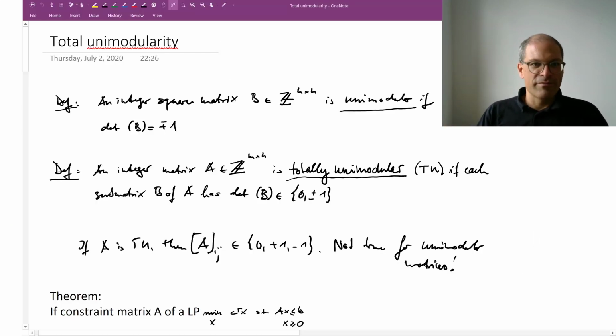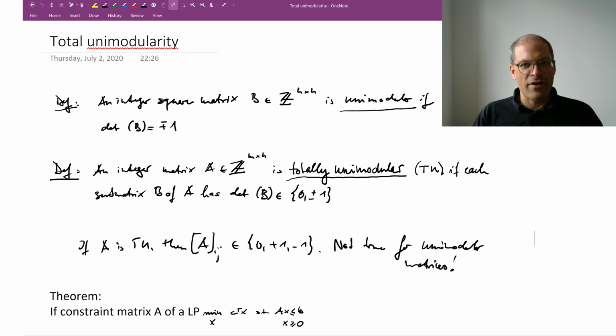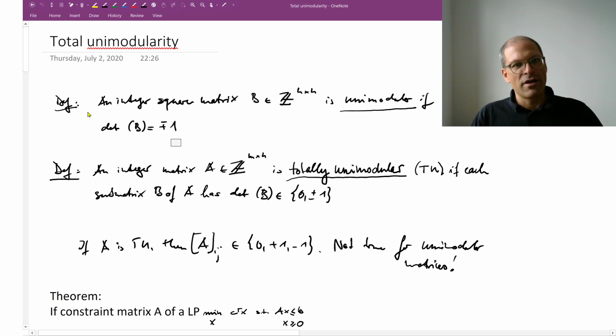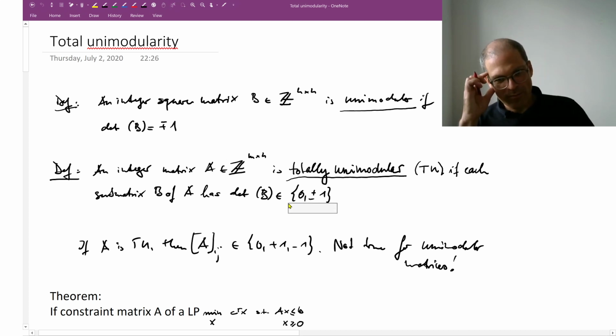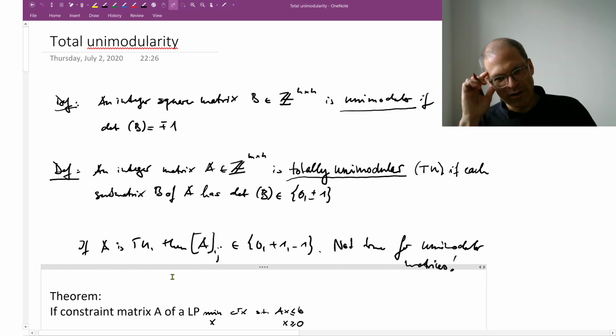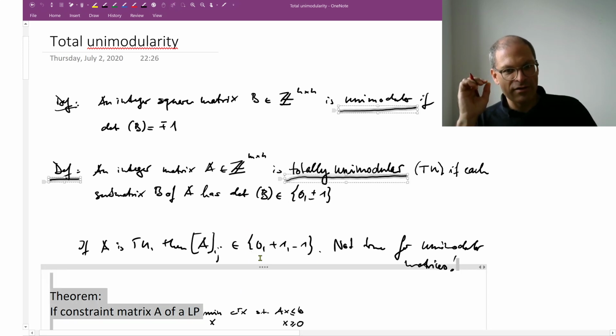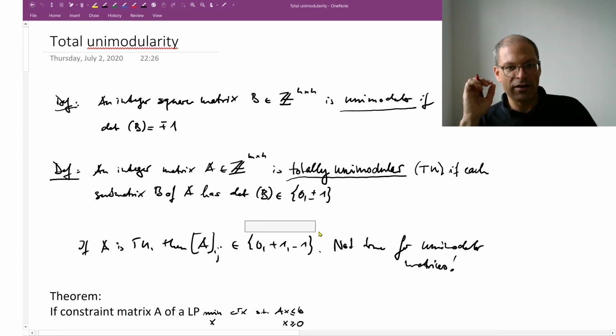So we need definitions first. An integer square matrix is called unimodular if its determinant is plus or minus 1. An integer matrix, not necessarily square, is called totally unimodular if each and every submatrix has a determinant which is either 0 or plus 1 or minus 1. And by the way, if a matrix is totally unimodular, then all its elements must necessarily be 0 or plus 1 or minus 1. But that's not necessarily true for plain unimodular matrices.